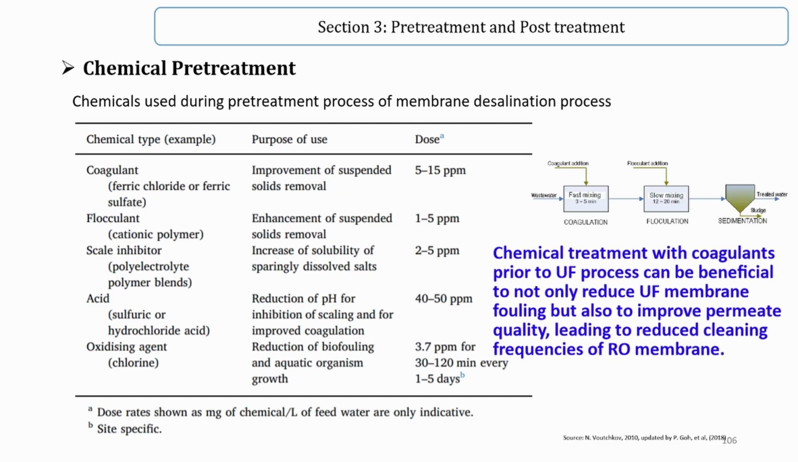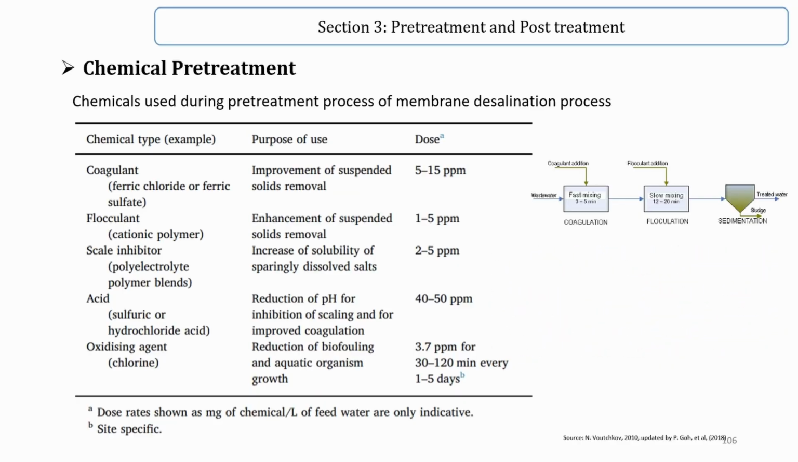Therefore, chemical treatment with coagulants prior to the ultrafiltration process can be beneficial to not only reduce ultrafiltration membrane fouling, but also to improve permeate quality, leading to reduced cleaning frequencies of the reverse osmosis membrane. Nevertheless, successful coagulation and membrane filtration are quite sensitive to coagulant doses, because doses above or below the optimal dose are likely to negatively affect the permeate flux.